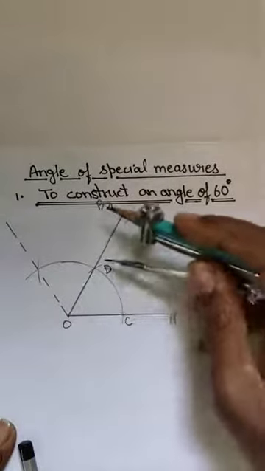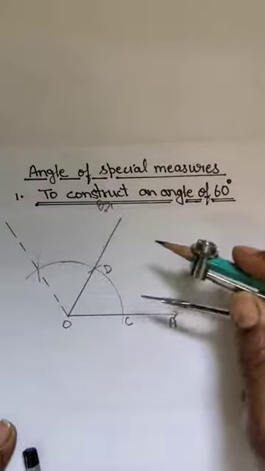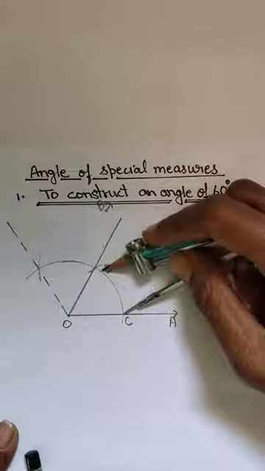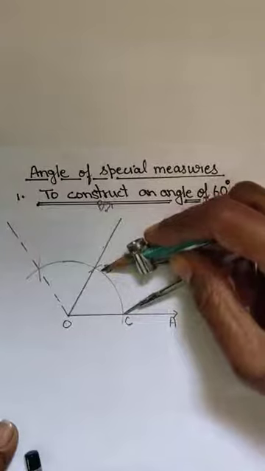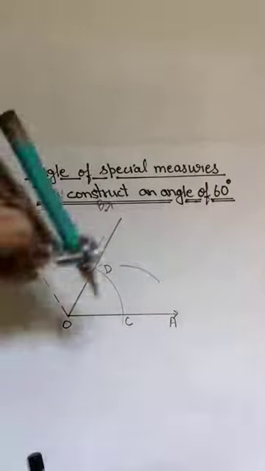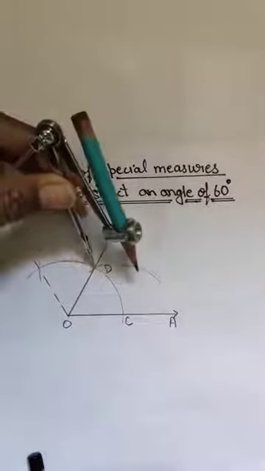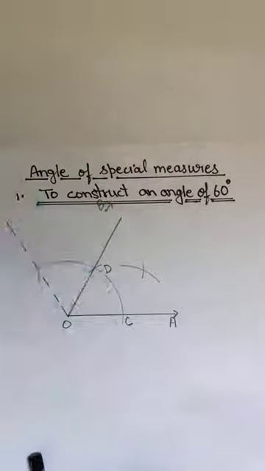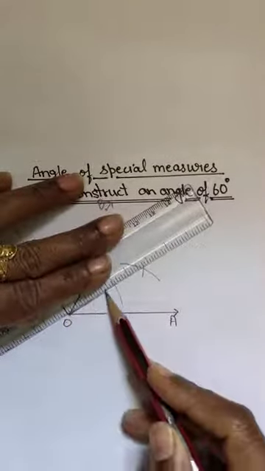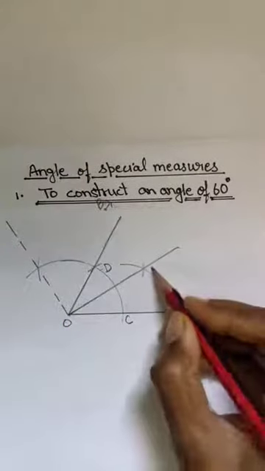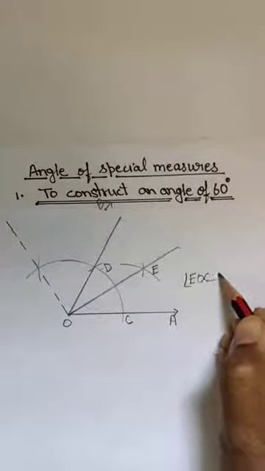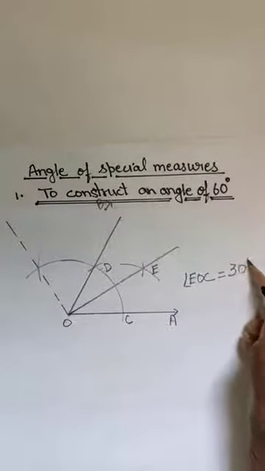And how we will construct the angle of 30 degree? This is 60 degree and 30 degree is half of 60 degree. So construct its bisector. Open your compass half of CD. Draw one arc from C and one arc from D. Join it. Give it a name. So angle EOC equals 30 degree.